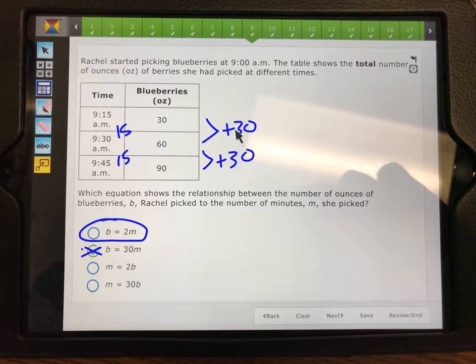So blueberries, 30, would be 2 times the number of minutes. So if you did 15 minutes, multiply that by 2, you'll get how many blueberries, right? 30m would not be correct, because that would be 30 times the number of minutes, so 15 times 30, which does not equal how many blueberries. Here we have the minutes, so this would be 15 equals 2 times 30. That's not true, that would be 60. And this would be 15 equals 30 times 30, which would definitely not be correct.